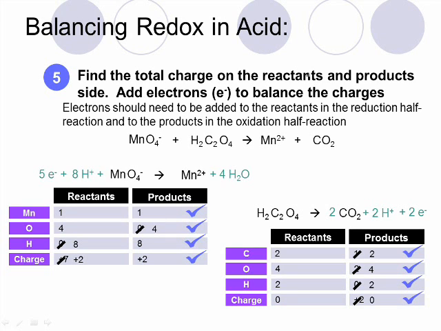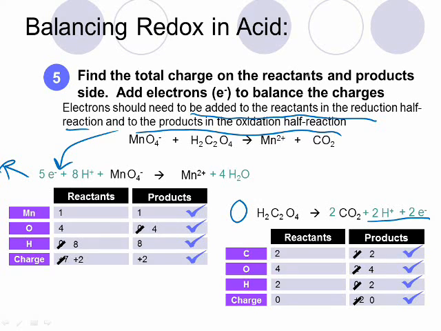So electrons need to be added to the reactants in the reduction half reaction. Remember, that was the one that was being reduced, and this was the one that was being oxidized. And to the products in the oxidation half reaction. So really, you don't even have to think about it. You can just say, okay, I'm going to have to add electrons to the reactants of the reduced half reaction and the products of the oxidized half reaction.